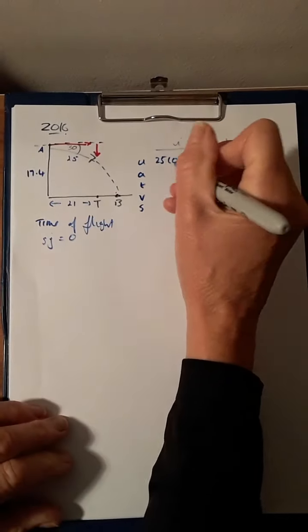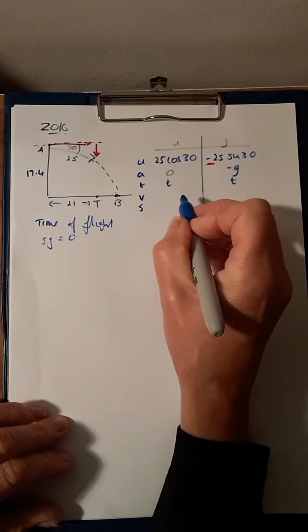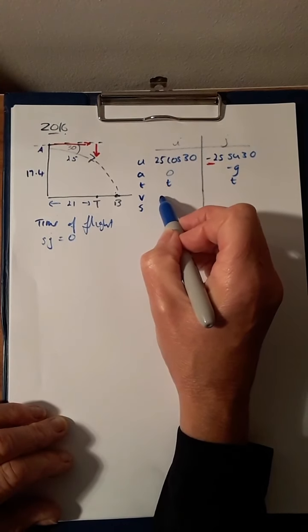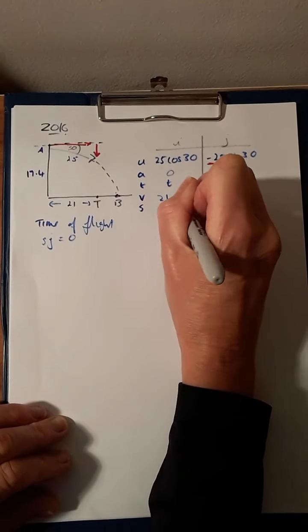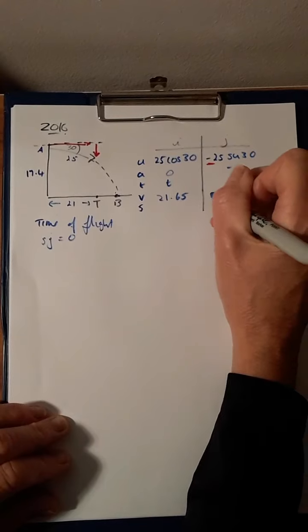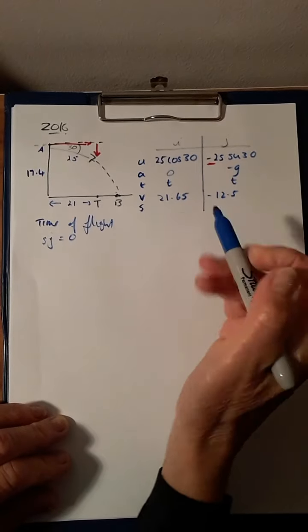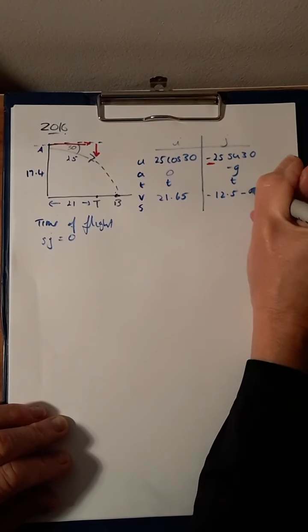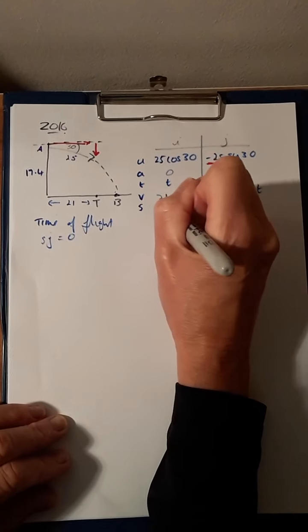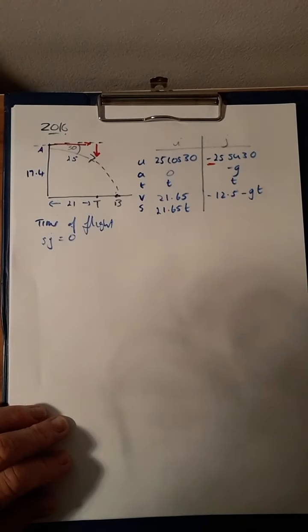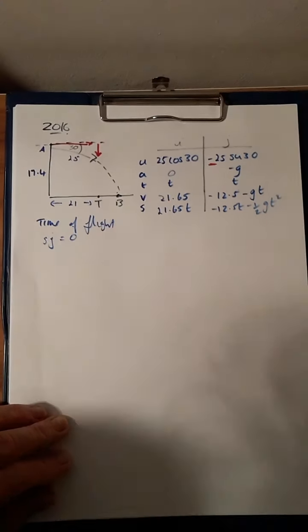Now, the acceleration, of course, is 0 in the I direction, minus g in the j direction. T is arbitrary, which means that V is equal to u plus at. So the u will just be 25 cos 30, and when I put that in I get 21.65. And again, this one will be, when you put 25 sine 30 into your calculator, you get minus 12.5. So again, this is u plus at will give me minus gt, and this is ut plus half at squared. So this is ut, half at squared of course is 0.